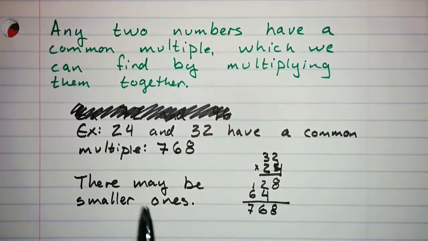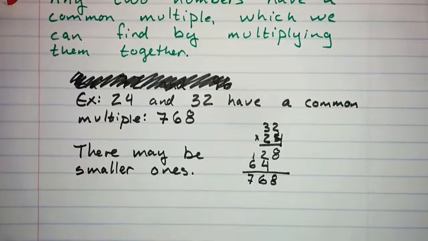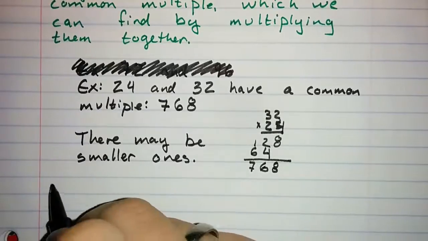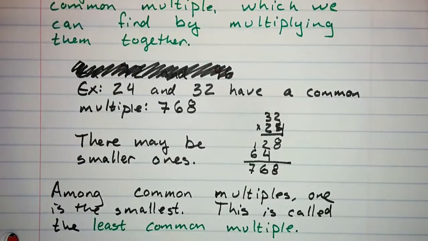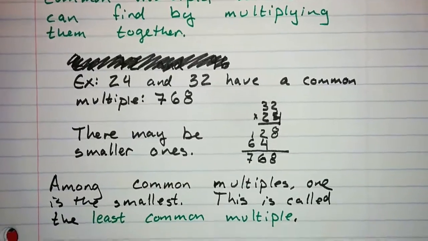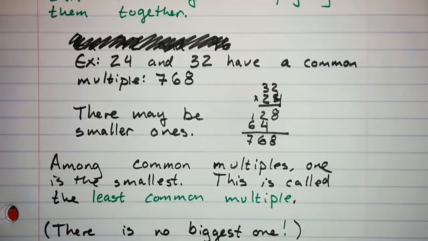Very often we're interested in not just any old common multiple, but the smallest common multiple. Among the common multiples, of course, one of them is going to be smallest, and this is called the least common multiple. Notice there's a smallest common multiple, but not a biggest one. Anything we multiplied 768 by, for example, would still be a multiple of 32, still be a multiple of 24. So we don't talk about the greatest common multiple. We did, if you'll recall, talk about the greatest common factor, but that's different, isn't it?